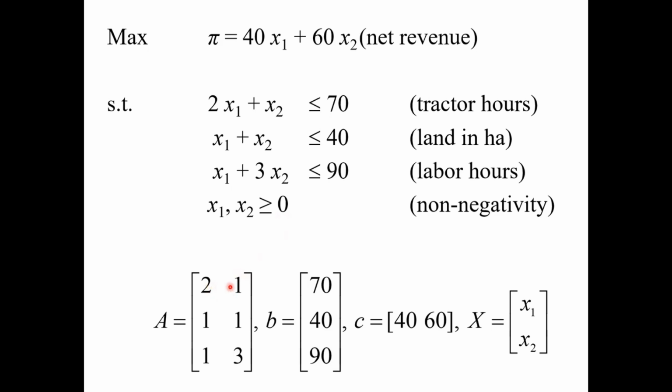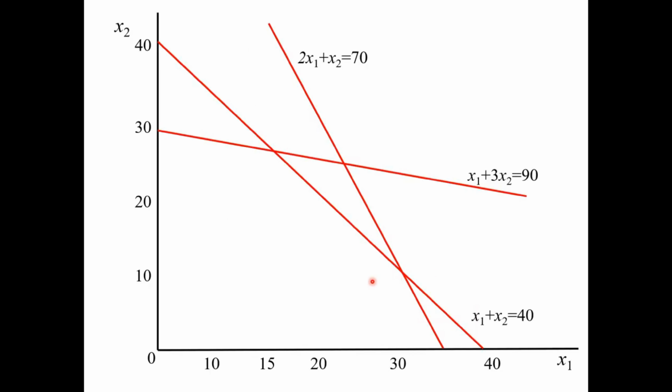So we have 2, 1, 1, 1, 1, 3. Those are your A, little a values. So A11 is 2, A12 is 1. The right-hand side constraint numbers, we call that the vector B, and that's traditional in LP. And 40 and 60 are our C coefficients up here. And then, of course, X is a column vector of the possibilities.